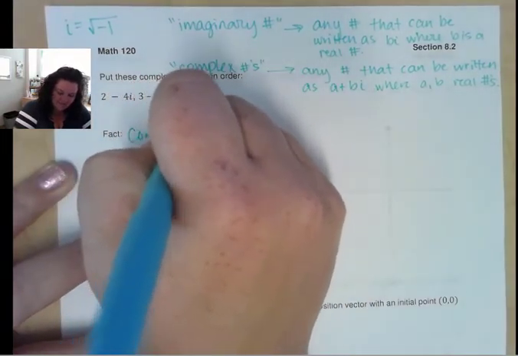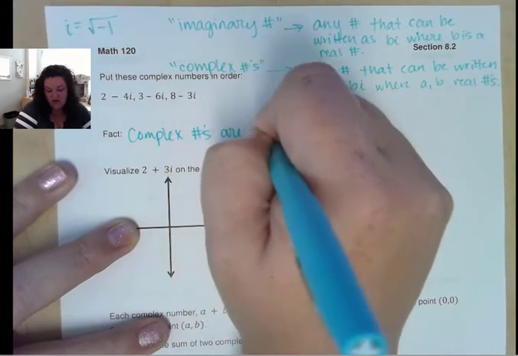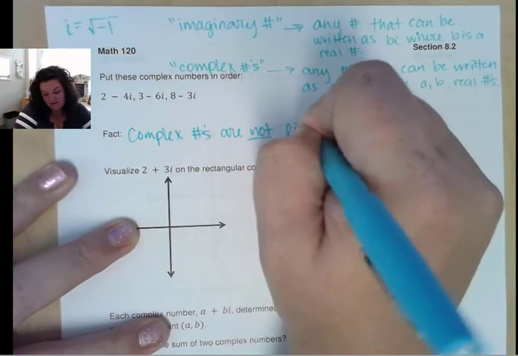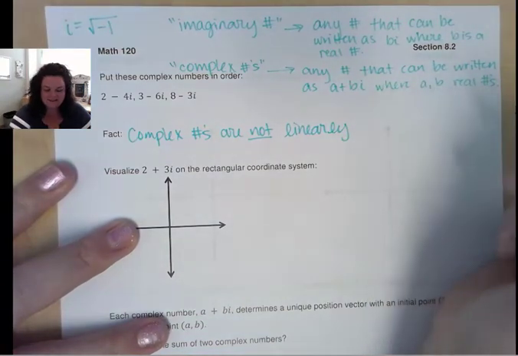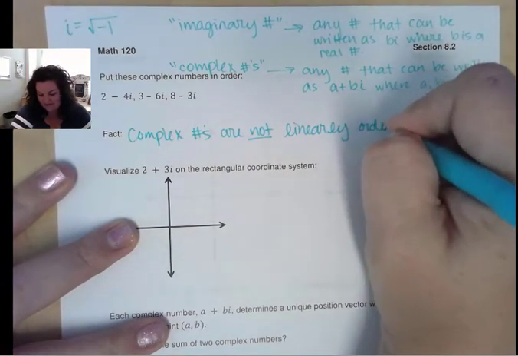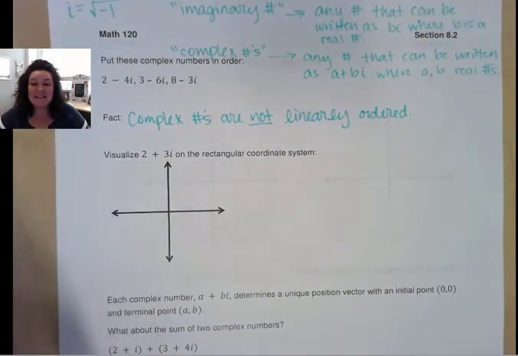Complex numbers are not linearly ordered. Struggling with my mouth today. Okay, they're not linearly ordered.